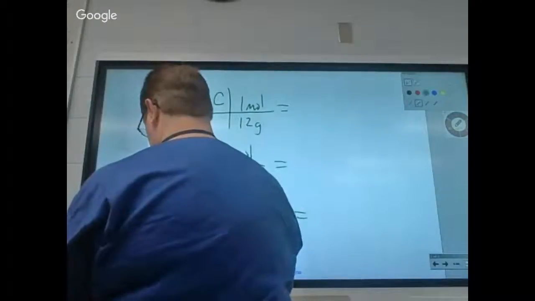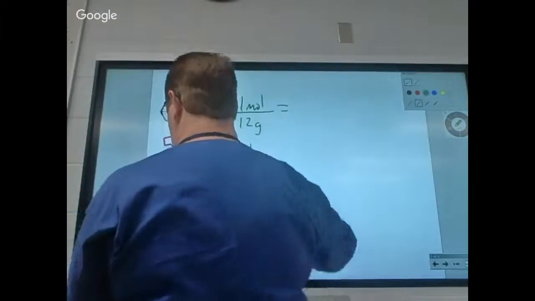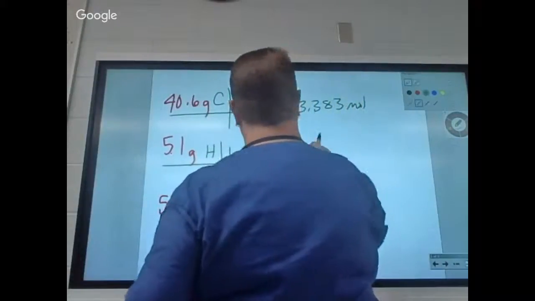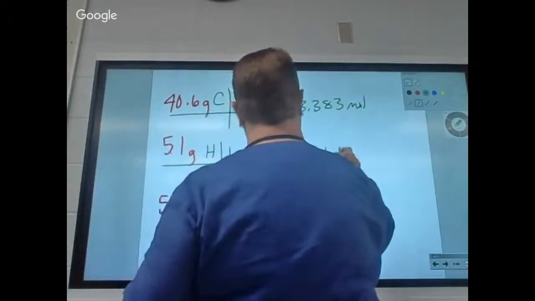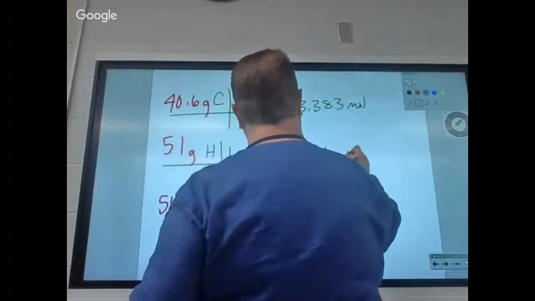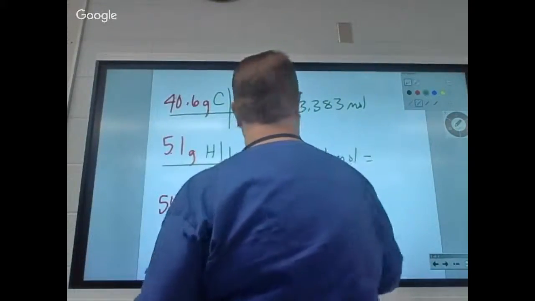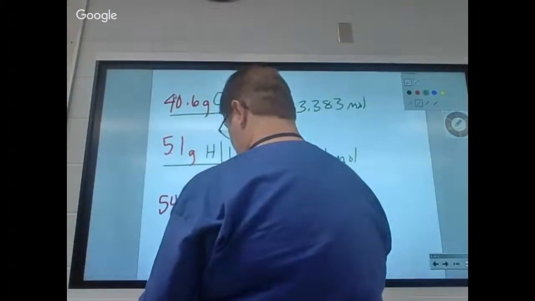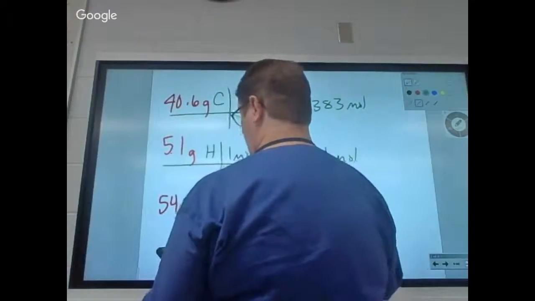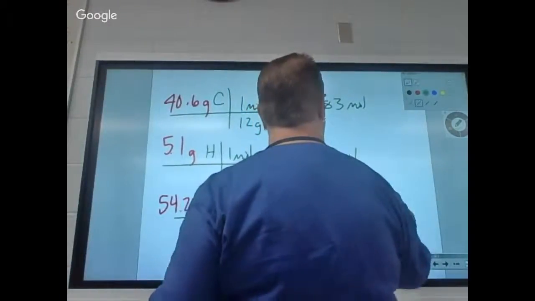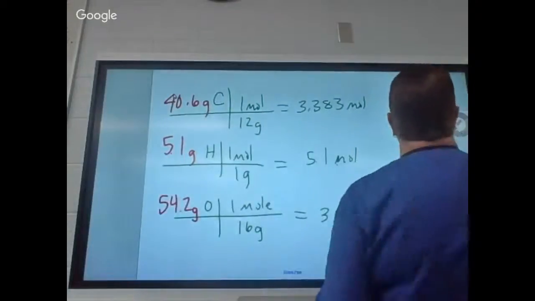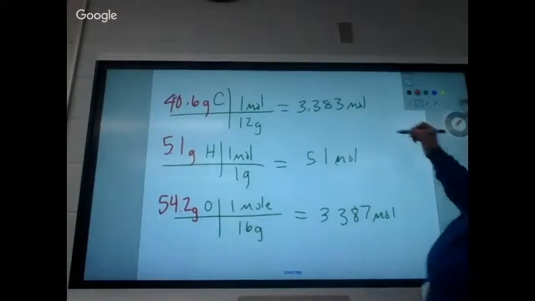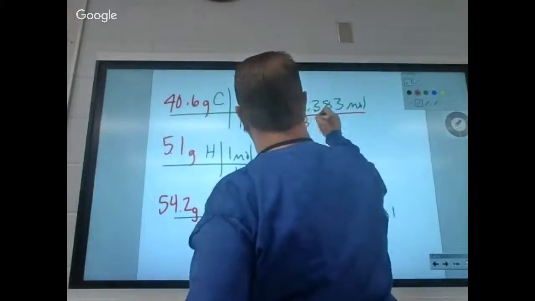So 40.6 divided by 12 is 3.383 moles. 5.1 grams would be 5.1 moles, and 54.2 divided by 16 is 3.387. All right, so out of those three, who appears to be the smallest? The first one. All right, so we'll divide by the smallest.